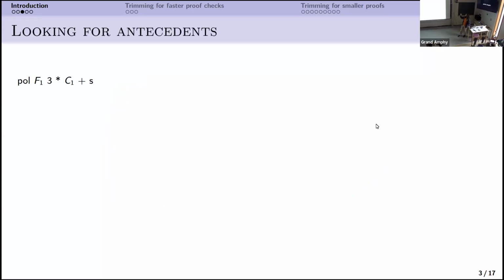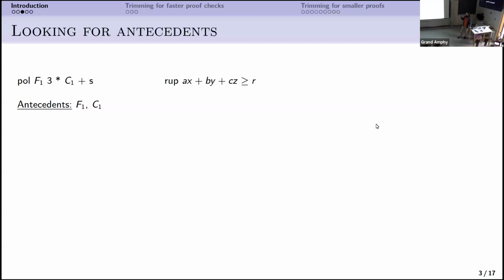When we're looking for antecedents for the bold statements like this, it's very easy because this just says take constraint F1 multiplied by 3 and add constraint C1. So the antecedents are just the constraints F1 and C1. But for a RUP statement like this, if we don't have the hints, then we have no other choice than to run the RUP algorithm and to find all the constraints that were used to propagate something and add that to the antecedent set for this constraint.